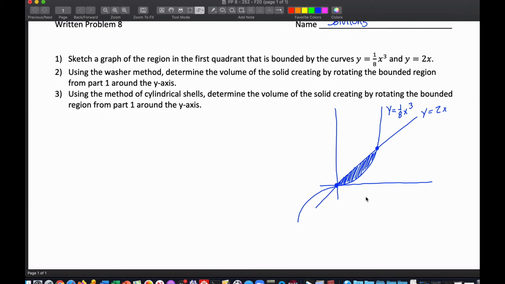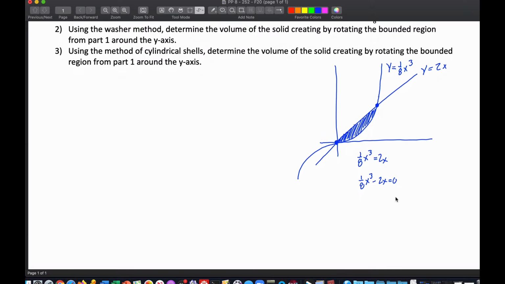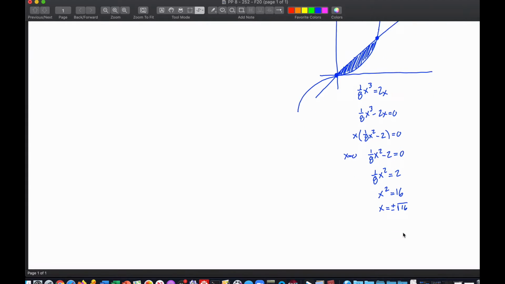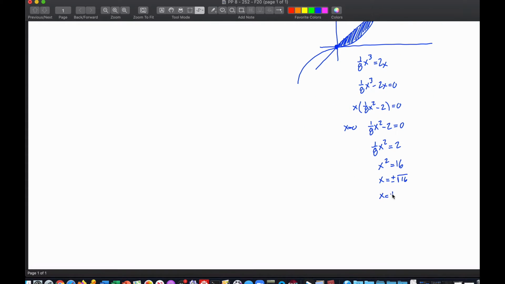Well, I could figure out where they intersect if I just took 1/8 x cubed and set that equal to 2x. To solve this equation, maybe I could subtract 2x from both sides and then factor out an x. So this tells me that either x equals 0, so that's this point over here, or 1/8 x squared minus 2 equals 0, which I can solve if I first add 2 to both sides, then multiply both sides by 8, and then take the square root of both sides. When I take the square root, really I should put in the plus or minus sign, so I should get plus or minus 4 here.